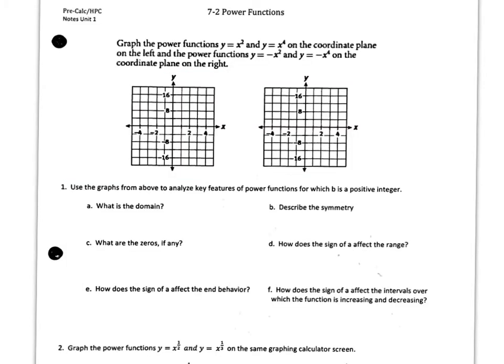Now this section is really just looking at end behavior, what the signs do to the end behavior. If it's even and positive, how do the ends go? If it's odd and positive, how do the ends go? So this is really about end behavior in terms of writing it, looking at it, understanding it. So we're going to go through this many times.